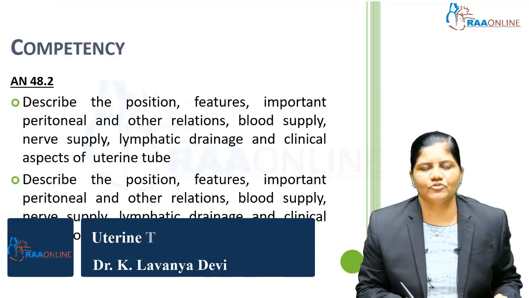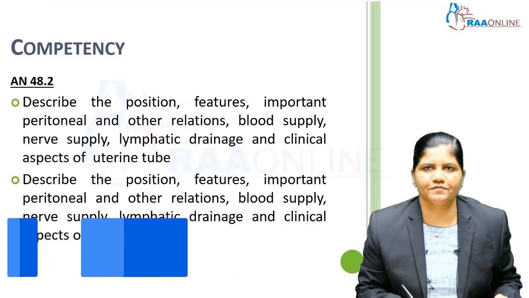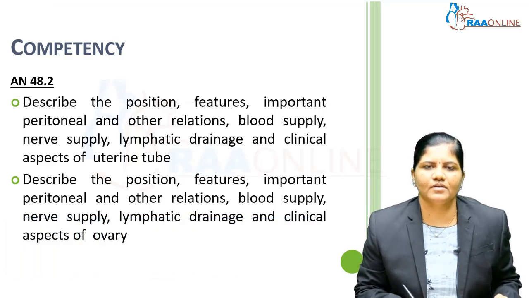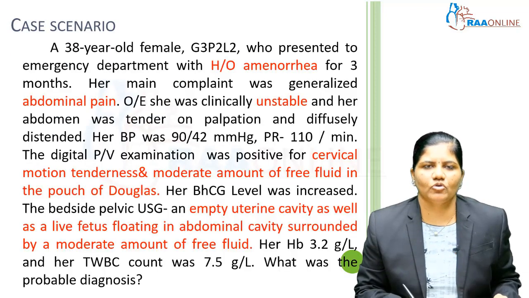The competency of the topic is to describe the position, features, important peritoneal and other relations, blood supply, nerve supply, lymphatic drainage and clinical anatomy of the uterine tube, and to describe the position, features, important peritoneal and other relations, blood supply, nerve supply, lymphatic drainage and clinical anatomy of the ovaries. Before moving into the topic proper, let's discuss a case scenario.